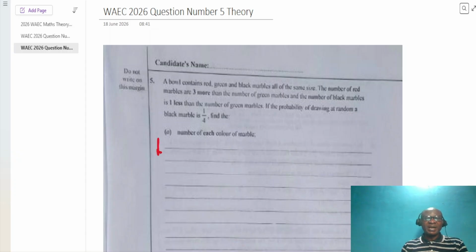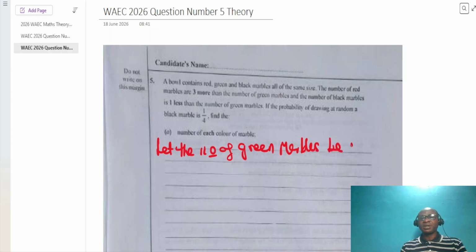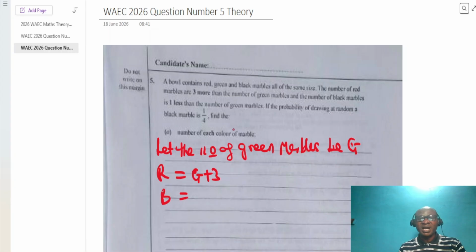Okay, we begin like this. Let the number of green marbles be G. That means the number of red marbles, since it is told that the number of red marbles is 3 more than the number of green, is going to be G plus 3. And the number of black marbles is said to be 1 less than green, so black marbles is going to be G minus 1.